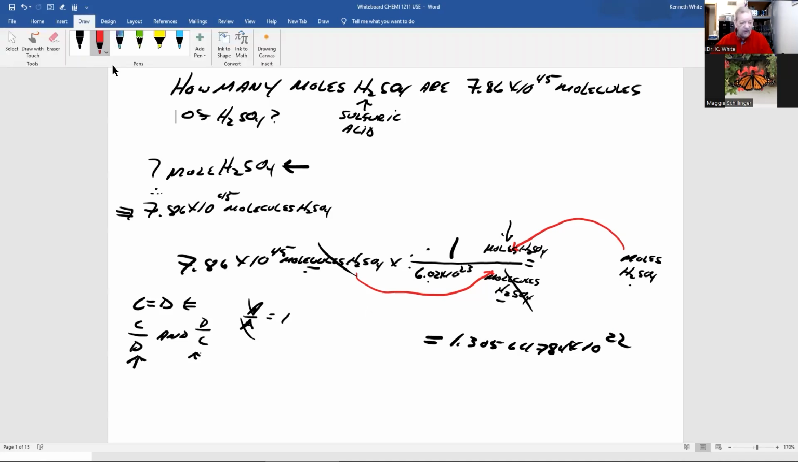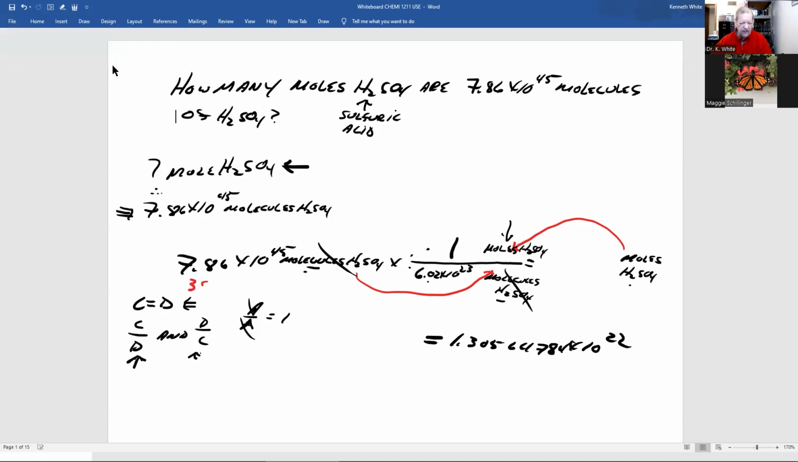So what do we do? Well, how many significant figures in this number? 3 significant figures. How do we know that? All non-zero numbers are significant. In this number, how many significant? Well, there are 2 non-zero, but any zero confined between 2 non-zero numbers or any zero after the decimal will be significant. So this has 3 significant figures.